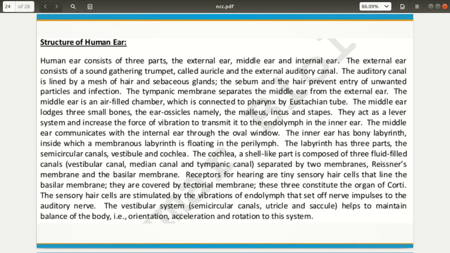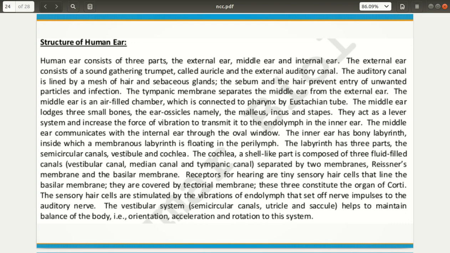The tympanic membrane separates the middle ear from the external ear. The middle ear is an air-filled chamber which is connected to the pharynx by the eustachian tube. The middle ear lodges three small bones, the ear ossicles, namely malleus, incus, and stapes. You can remember it as MIS: malleus, incus, and stapes, which act as a lever system and increase the force of vibration to transmit it to the endolymph in the inner ear. The middle ear communicates with the internal ear through the oval window.